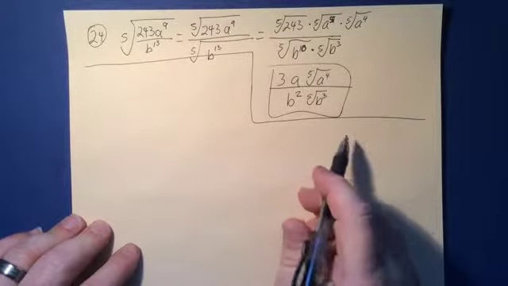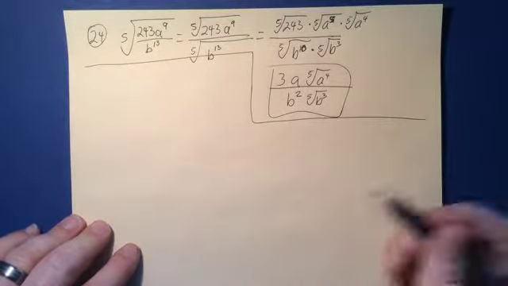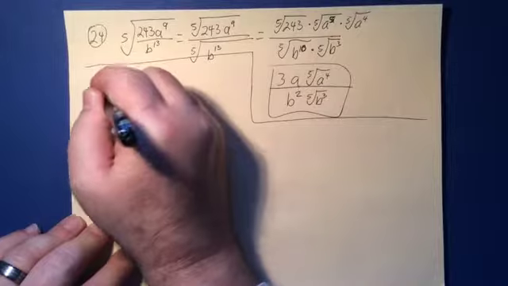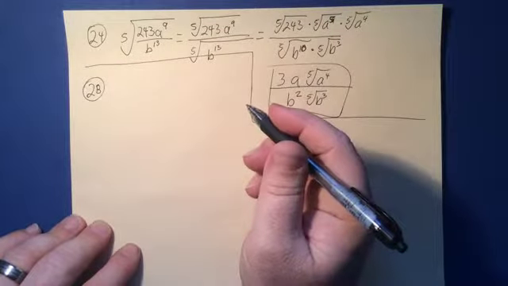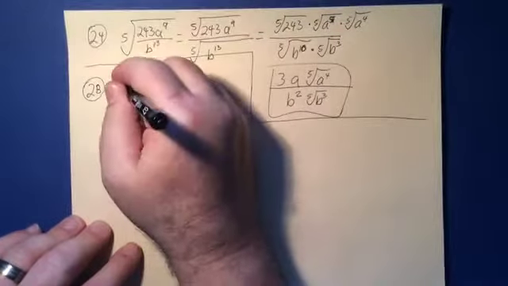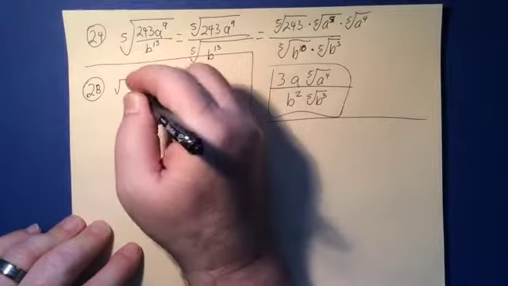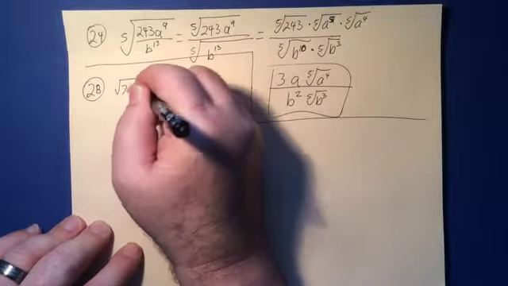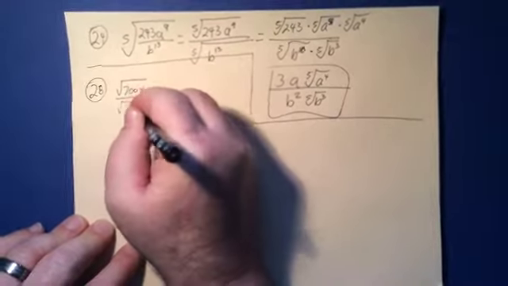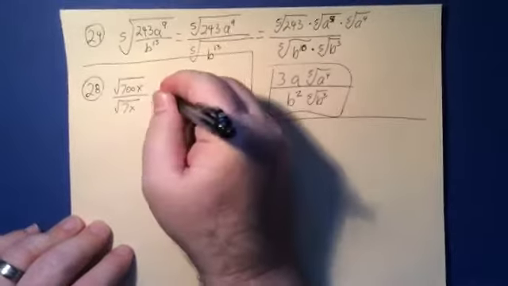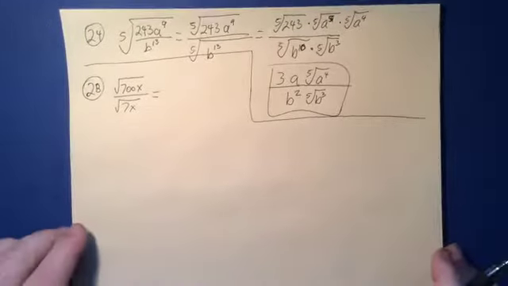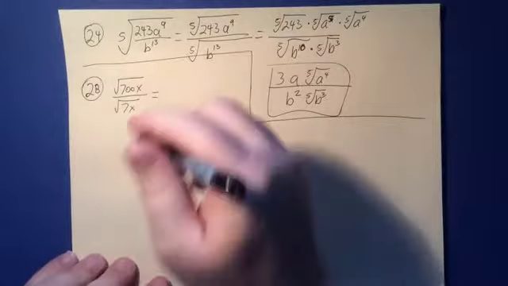There is no magic formula to follow for this. It's just a question of getting more comfortable with the math to know when this is appropriate. So let's take a look at 28 to further clarify what I'm talking about. So this is going to be the square root of 700x divided by the square root of 7x. So what I'm going to go ahead and do is I'm going to put this under one radical, carry out the division, and let's see what I get.